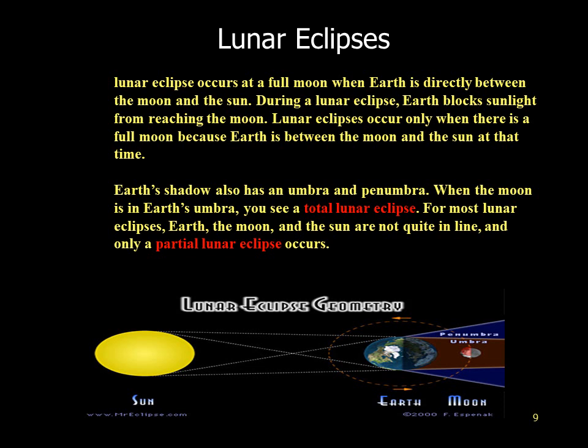When the moon is in Earth's umbra, you see a total lunar eclipse. For most lunar eclipses, Earth, the moon and the sun are not quite in line and only a partial lunar eclipse occurs. But you only have to know this. Lunar eclipse means here you can see Earth is between sun and moon.